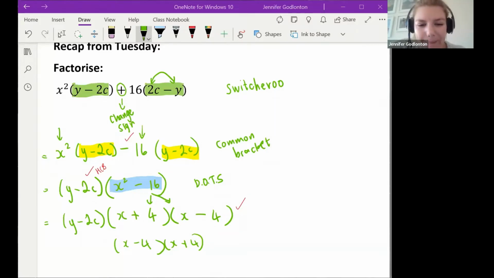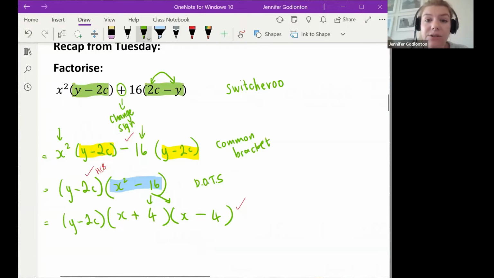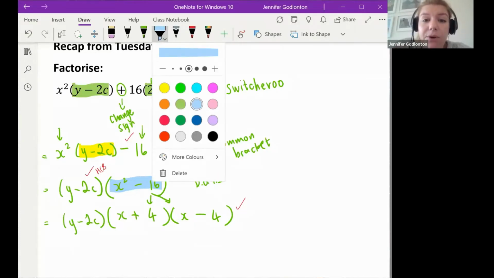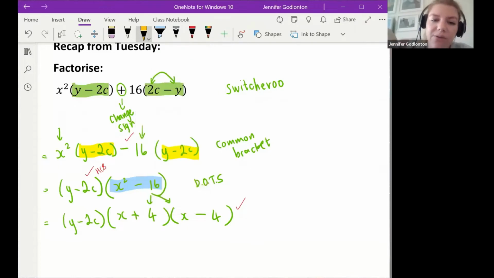So I wanted to ask, would it still be wrong if I didn't change the signs, but I switched the brackets? Yeah, so that would be very wrong because it stops us from doing something else. If we don't change the sign to a minus, then in here it would be x squared plus 16, and I'm not allowed to do difference of two squares on that because the D in DOTS stands for difference, and that's a plus sign. So if we did that, we wouldn't get any of the marks. Okay, thank you. No problem.